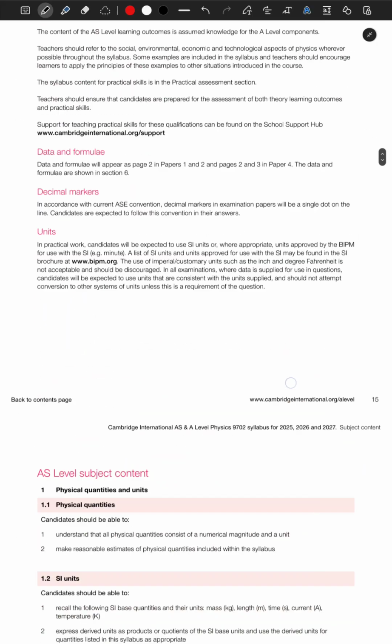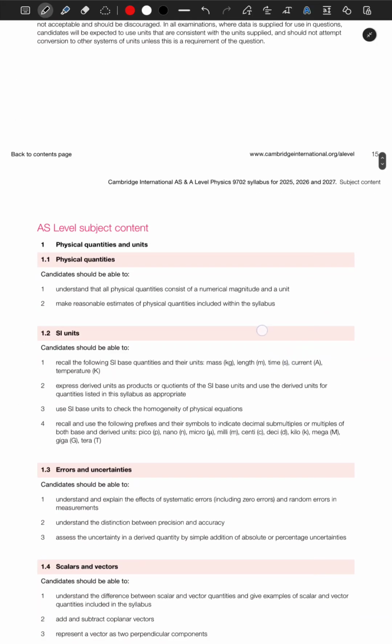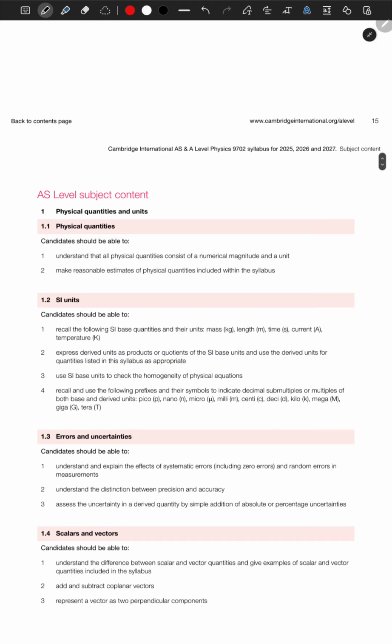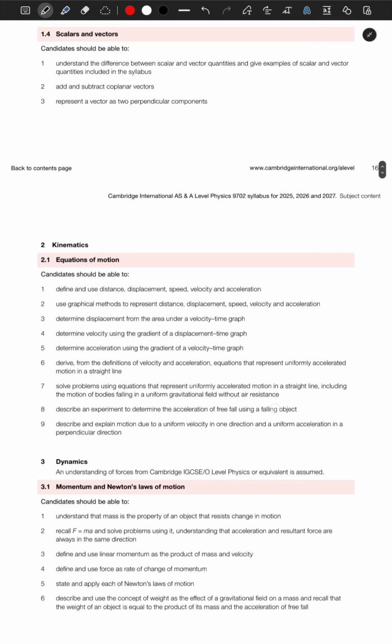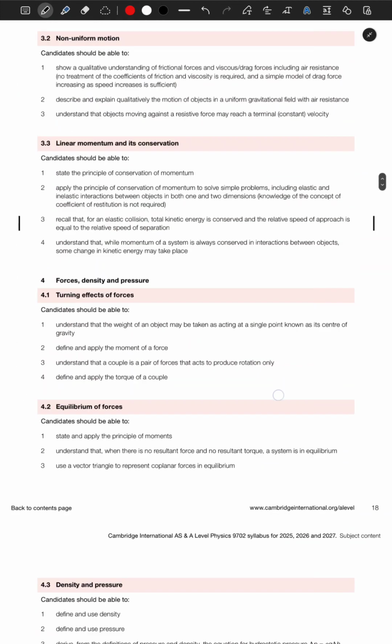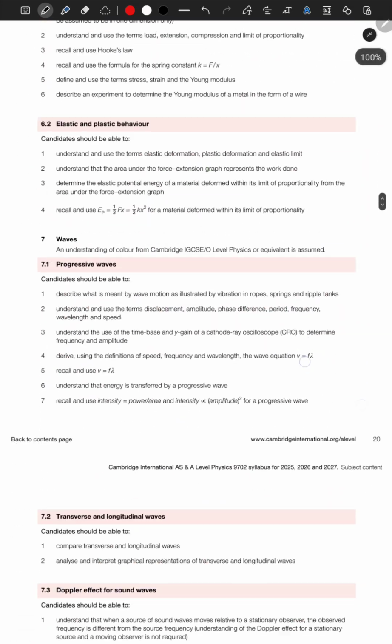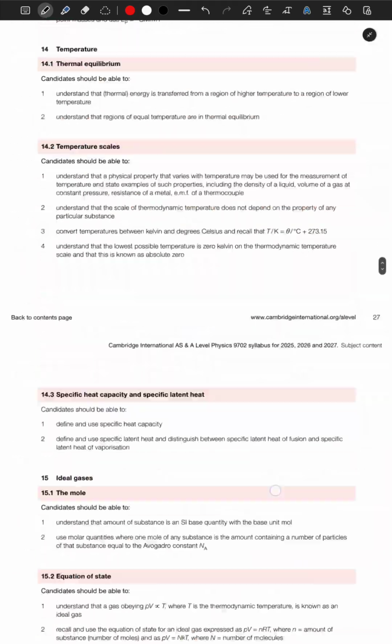For example, let's see the AS level subject content. This gives you a detailed explanation of what you are expected to know on each topic. You see, each topic is detailed with everything. It says that candidates should be able to understand that the weight of any object may be taken as acting at a single point, known as its center of gravity. So every point, 1, 2, 3, 4, you should know. And let's see other things that you need to know for your syllabus.